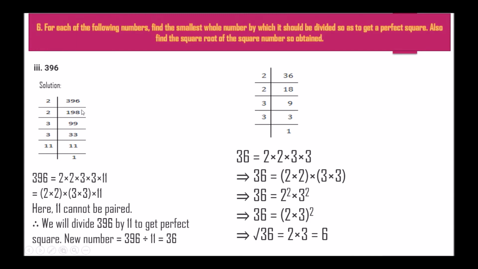396. If we do it by the prime factorization method, we can see 11 cannot be paired. So we will divide this number by 11. So we will get 36. And the square root of 36 is 6.